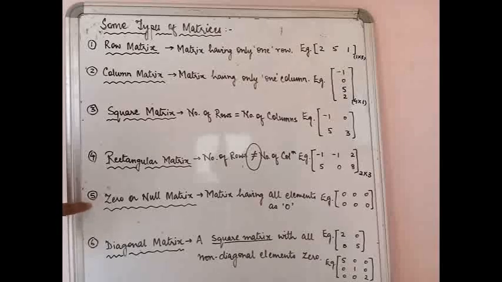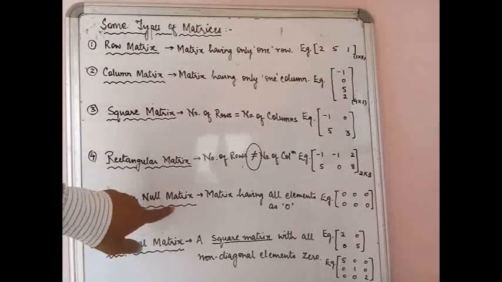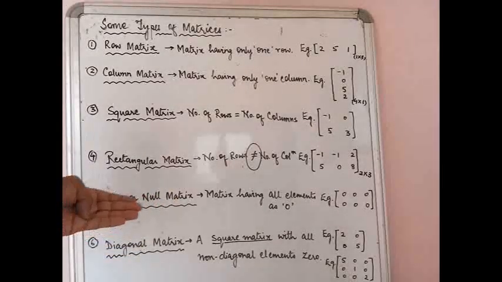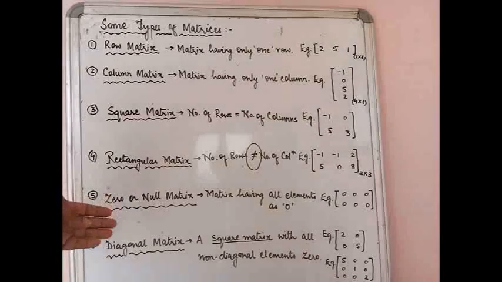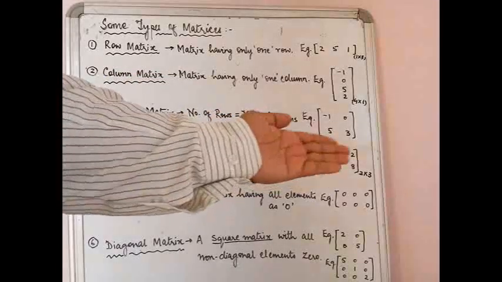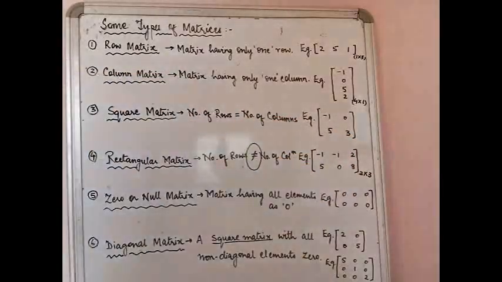Now coming down to the fifth entry over here, which says the 0 or the null matrix. The name itself is describing what kind of matrix this could be. This is a 0 matrix or a null matrix. So all the entries, all the individual elements of such a matrix will be 0. Okay, so 0 0 0 0 0 0. There are 2 rows and 3 columns. If you see over here, all entries are 0.